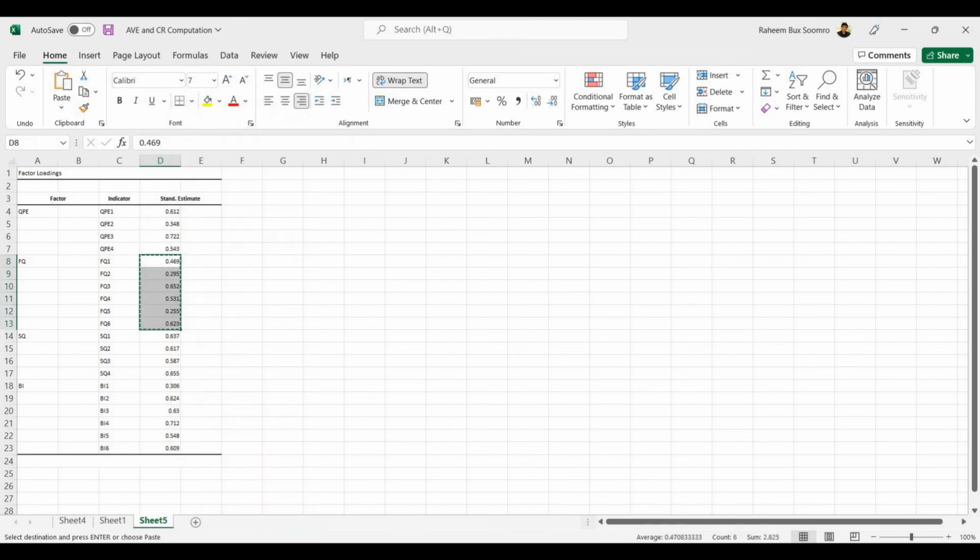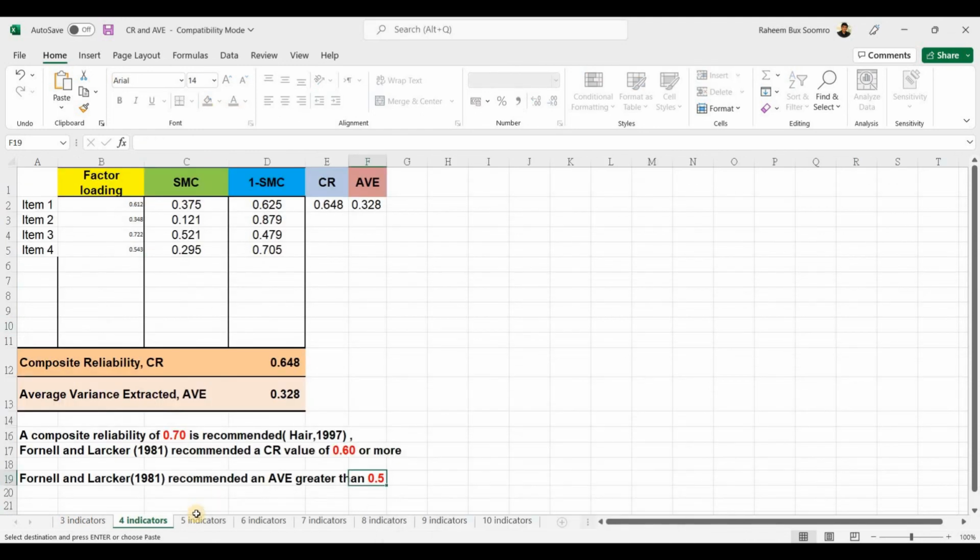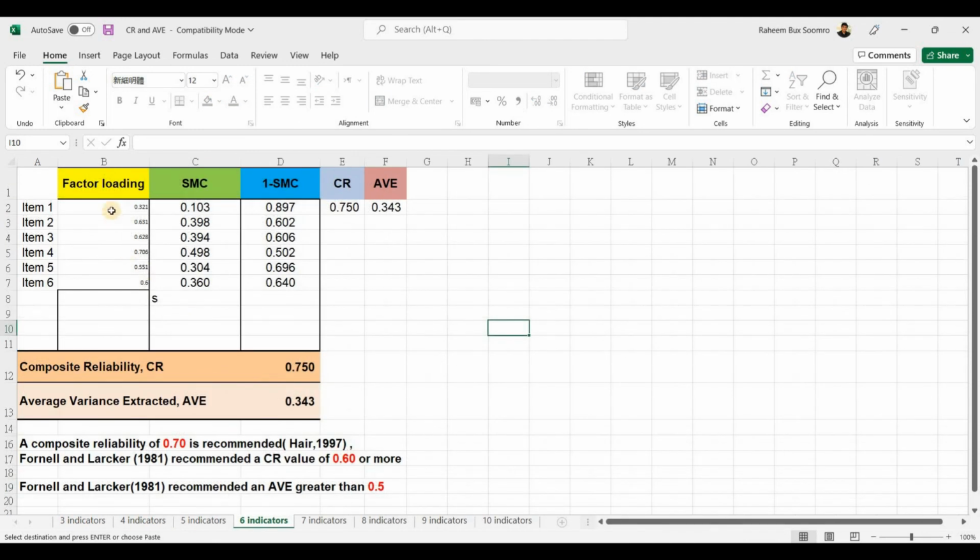So select and copy and go into the tool. This time there are six indicators, so select six indicators here. Now again the CR is somewhat lesser than 0.7 and AVE is much less than that. So now there needs to be some modification in this. It means that the composite reliability and the AVE of this construct are not good.